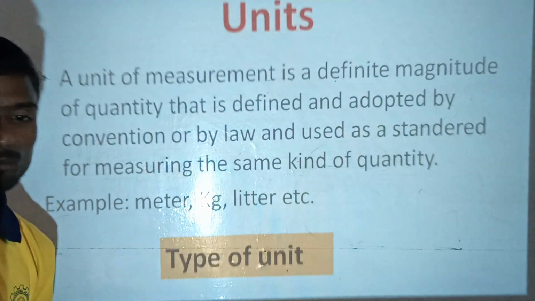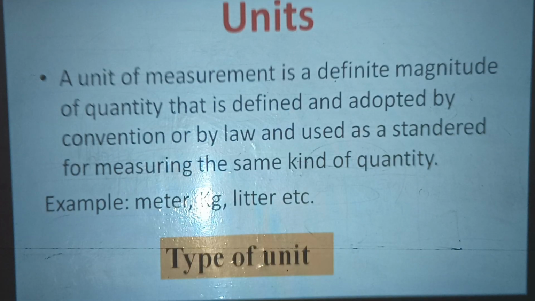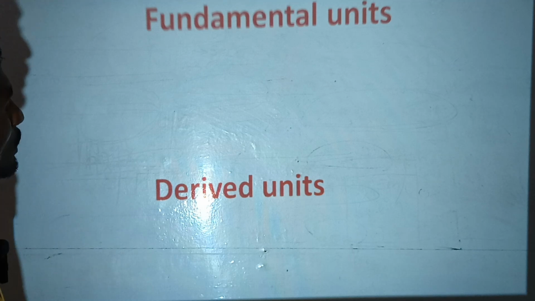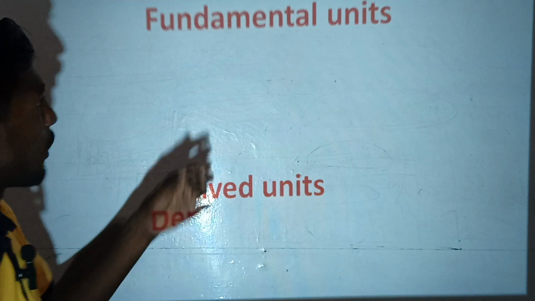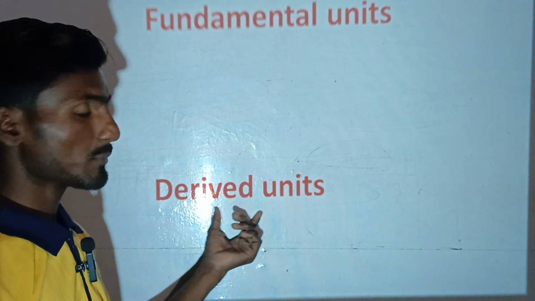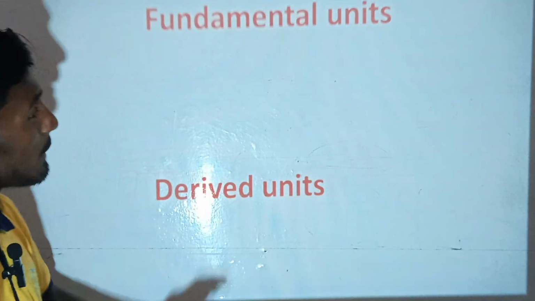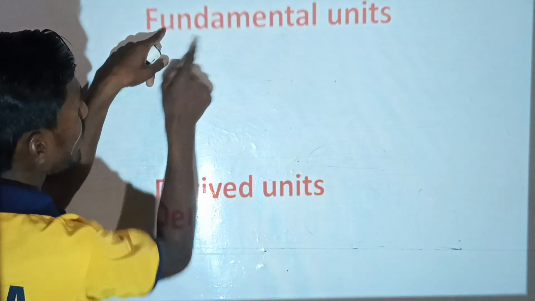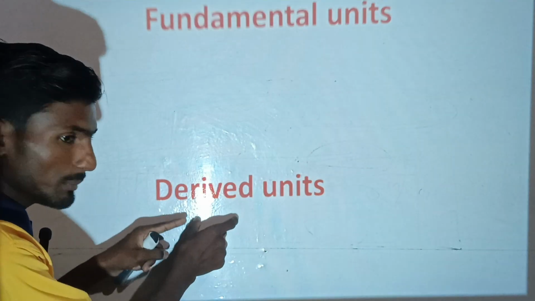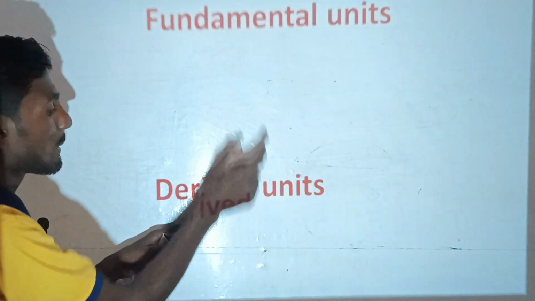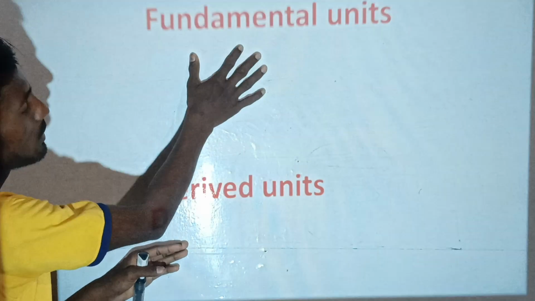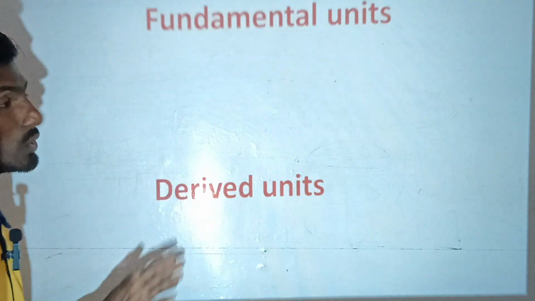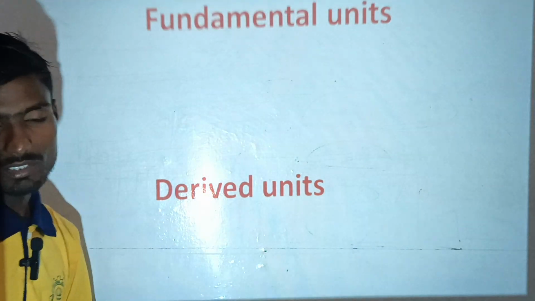If we take the types of units, the units are categorized into two types. One is the fundamental unit and the other is the derived unit. Fundamental units mean the basic units, and derived units mean those units which are derived from the fundamental units. A fundamental unit is a single unit that does not depend on other units. It is single only.